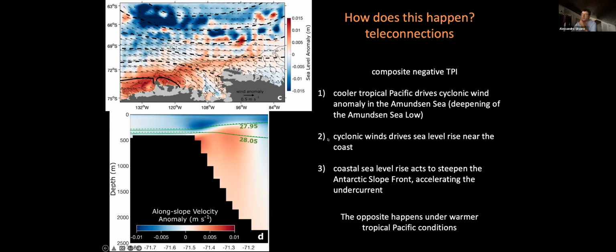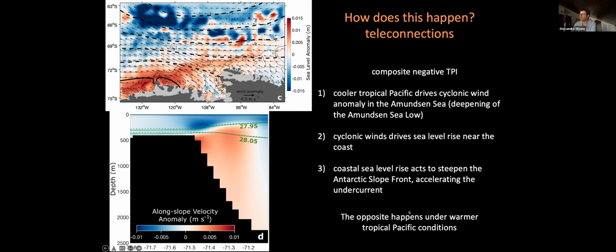The mechanism, I'm going to go quite quickly here, is relatively simple. Cooling in the tropical Pacific drives a cyclonic wind anomaly in the Amundsen Sea through atmospheric teleconnections. This represents a deepening of the Amundsen Sea low. These cyclonic winds, these arrows here, create convergence of water near the coast. The background color is the sea level, so you have convergence of water and sea level rise near the coast. This creates a westward flow at the surface because of the sea level tilt, but it also acts to strengthen the front, the Antarctic slope front, which ultimately creates the undercurrent. So you have a steepening of the front, which increases the shear and allows a strengthening of the eastward undercurrent.